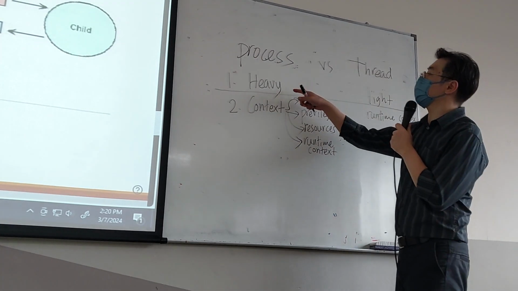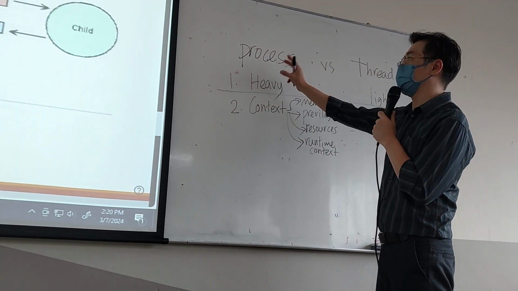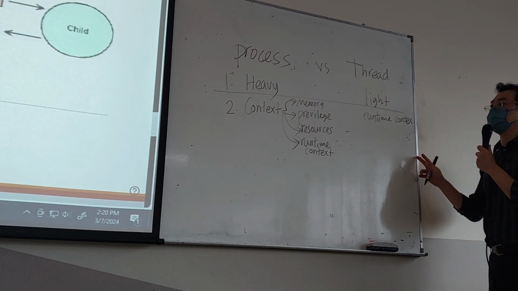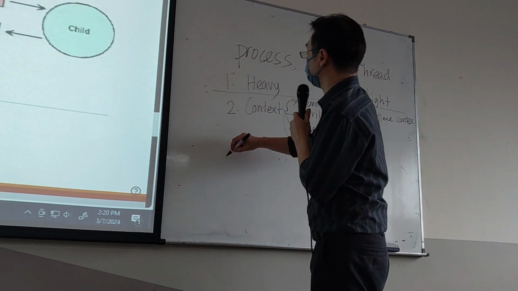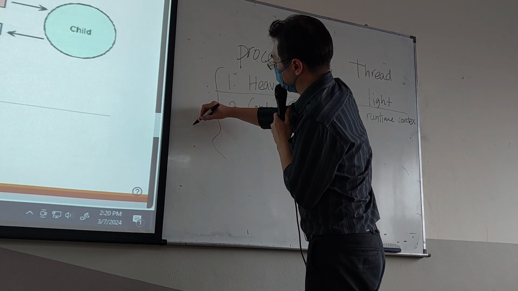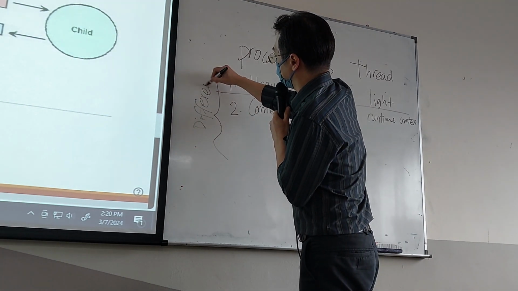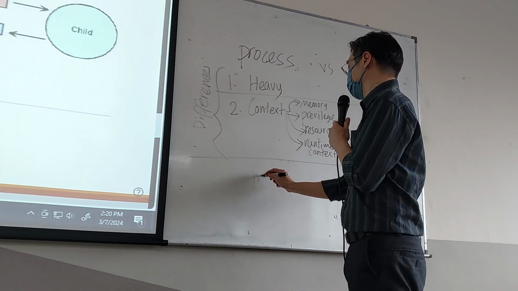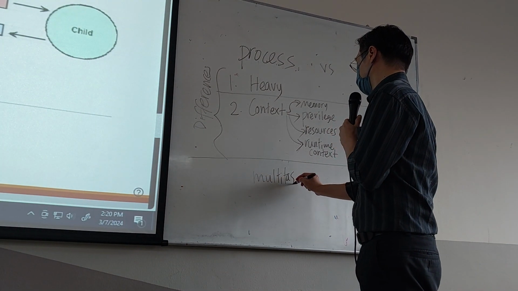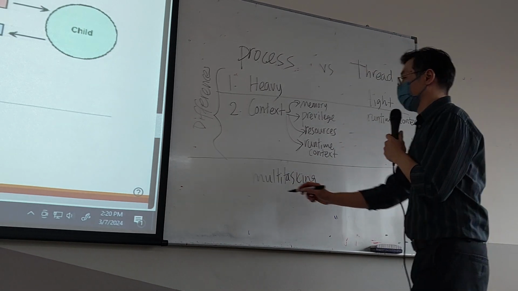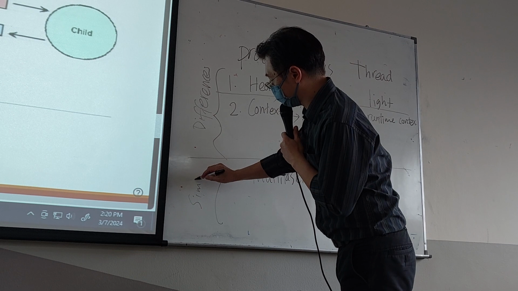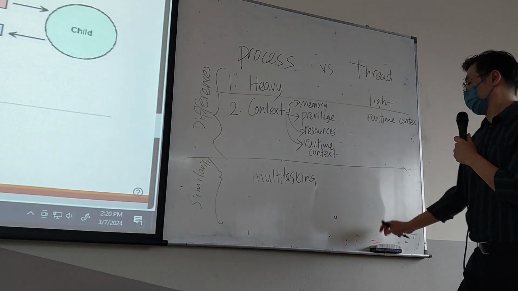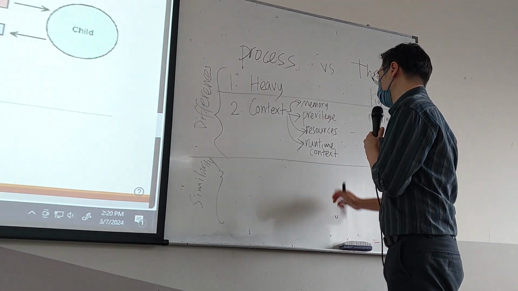Now if you create a process, it's quite heavy. It takes a lot of time to create it. A thread is light, and when you create it, you create it faster. These are the most distinct differences. What are the similarities? The similarity is they can do multitasking. Not only process can do multitasking, both can do multitasking.